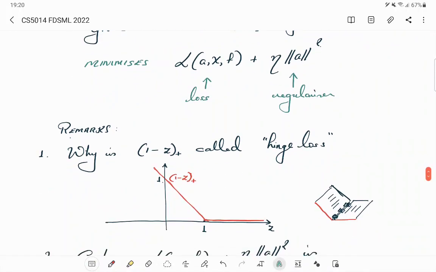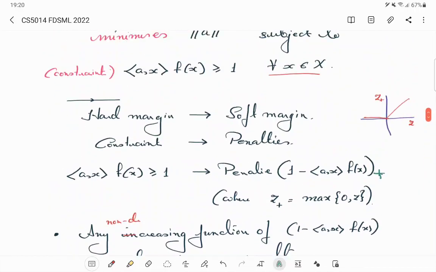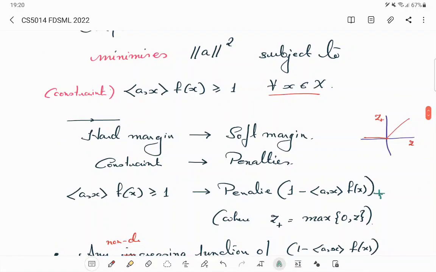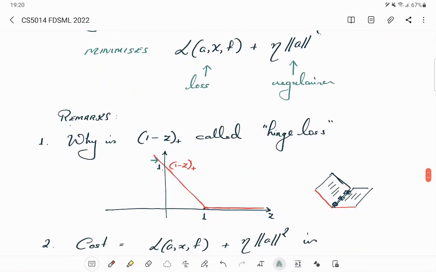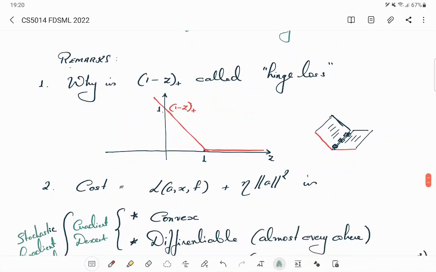Now a few small remarks. Why is this called the hinge loss? That is because if you look at this 1 minus z plus, it has this formation. Once you have seen this graph, this is just a mirroring and a flipping of that, because instead of z you have 1 minus z. So this is the plot of 1 minus z plus. It looks like a door hinge that we see on our doors, right? That is why this is called the hinge loss.